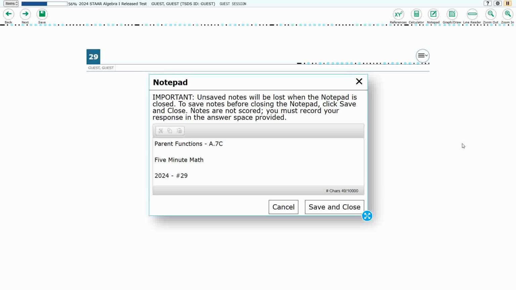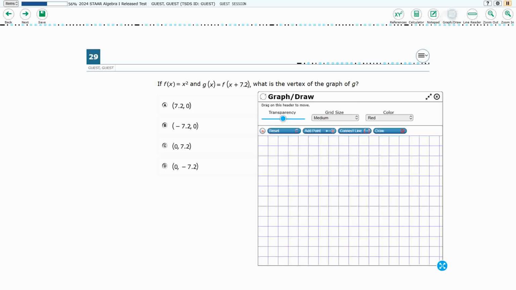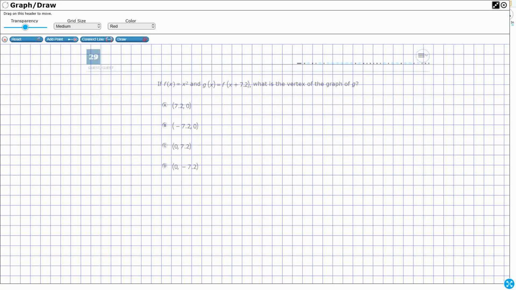Today we are looking at the Algebra 1 concept of parent functions. This is standard A.7C in the great state of Texas, and we are using item number 29 of the 2024 released STAAR test. If you haven't done so already, please go ahead and take a moment to pause the video, work this problem out on your own, unpause it, and we will look at our answers together.